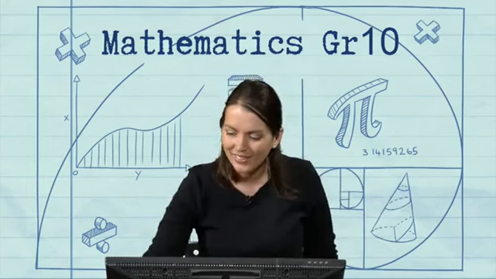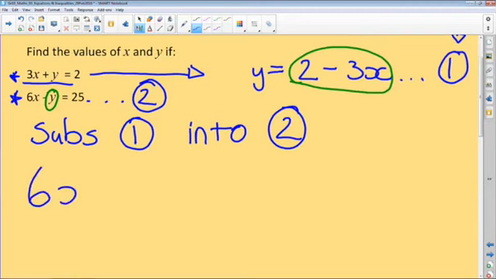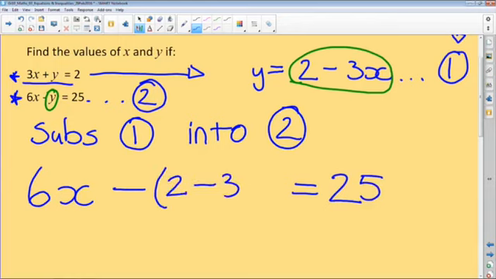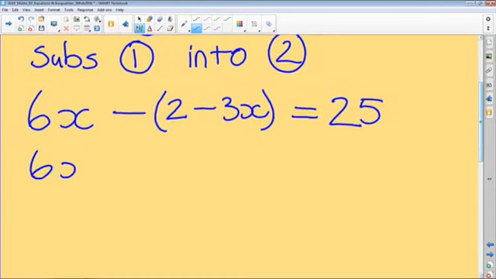Let's do it. Okay, so let me just circle my value of y and circle the y over there so that you can see what we're going to be replacing. The rest of the equation stays the same. I've still got 6x minus something is equal to 25, but I've replaced the y with 2 minus 3x. Okay, and let's solve this as quickly as possible. I'm going to multiply in that negative, giving me negative 2x and plus 3x is equal to 25.